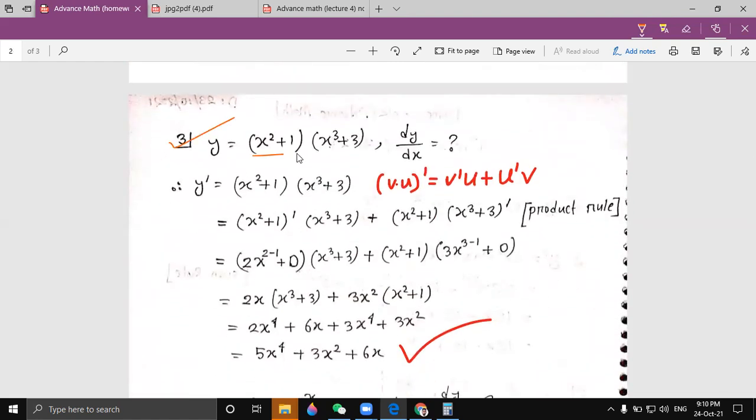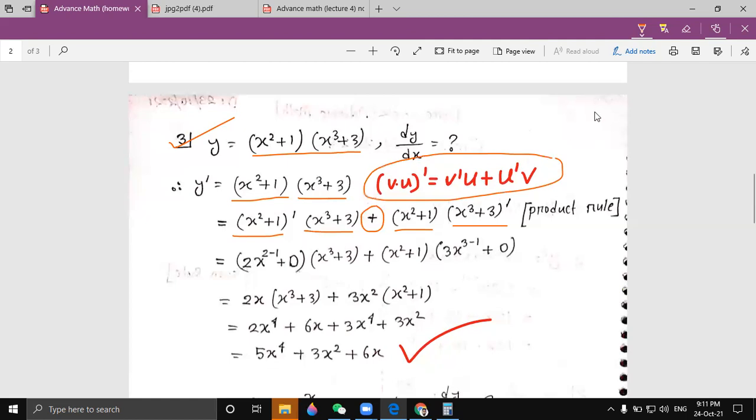Number 3, we again have our product rule. So we have to differentiate this function, and we keep this, and then again you can see here, we differentiate the first function and we keep the second one, plus we keep the first function and we differentiate the second one. Wait, can you repeat that again?